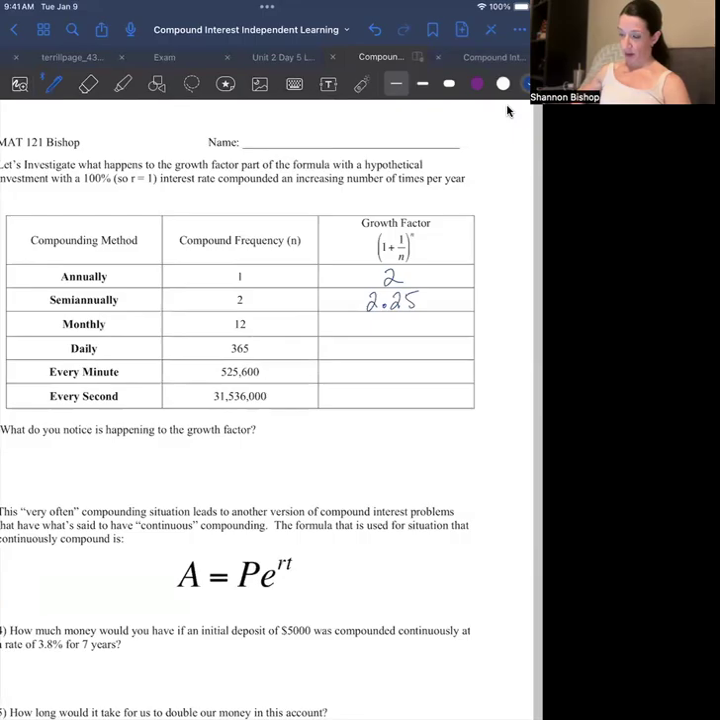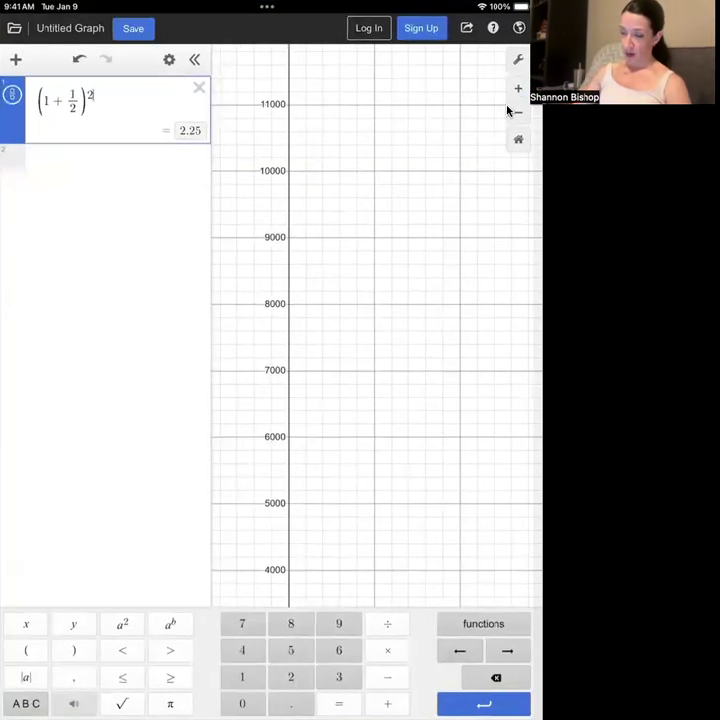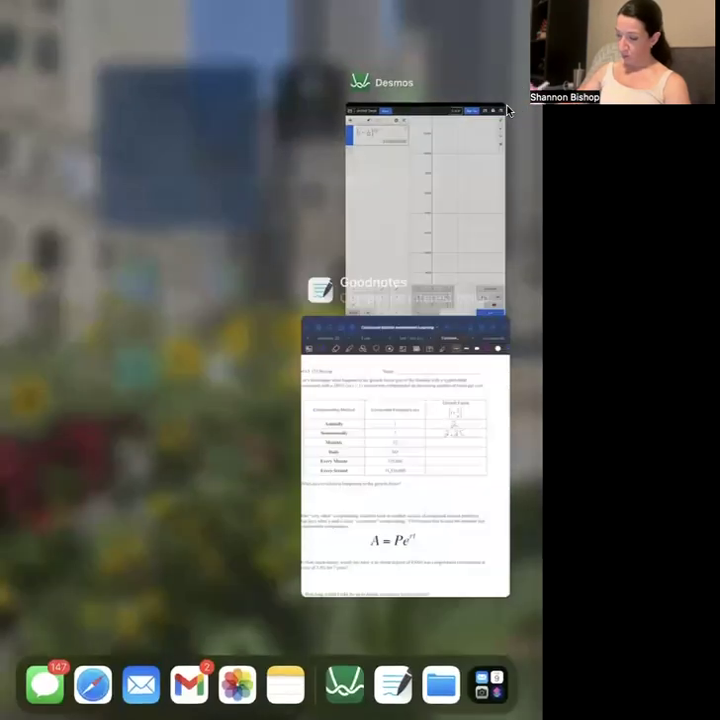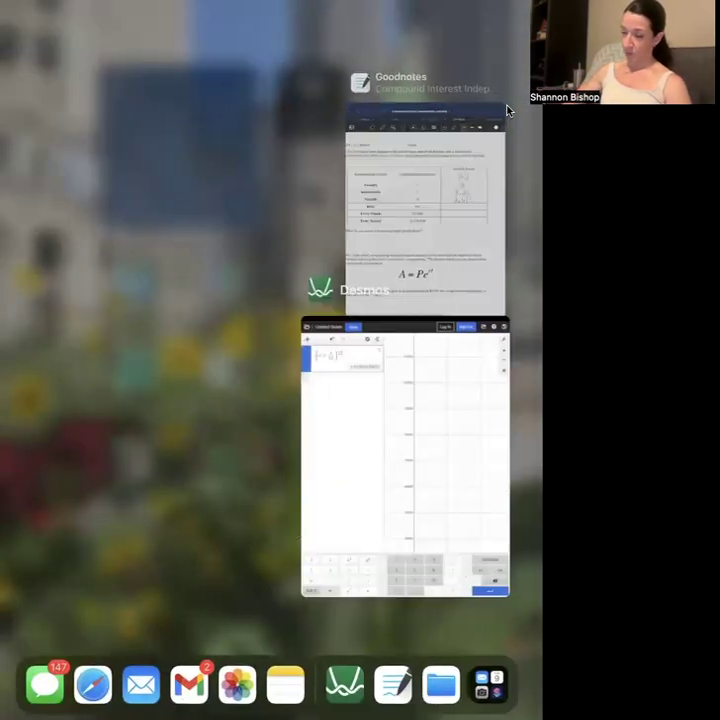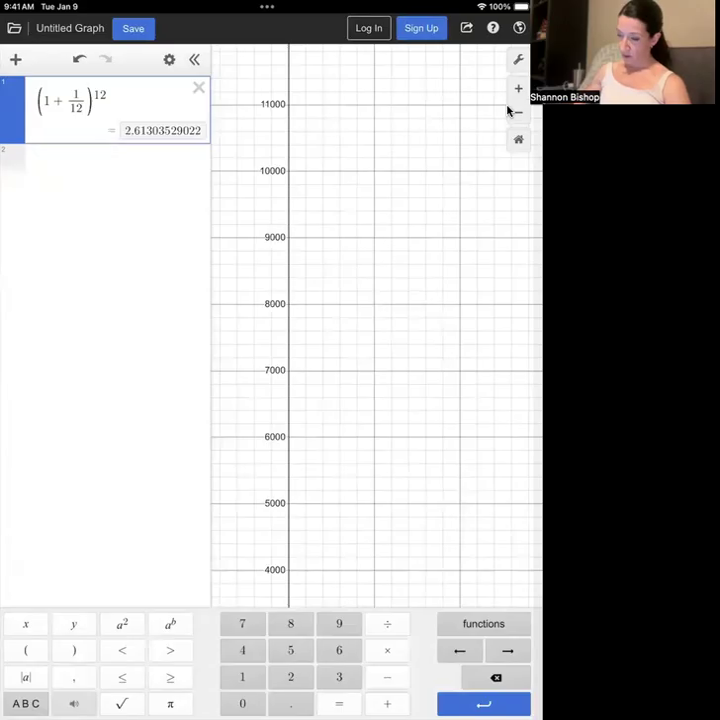Next up is monthly. So now the denominator is a 12, and the exponent is also a 12. In which case, the answer would be 2.613. Okay, next up is daily. So 365 on the bottom.